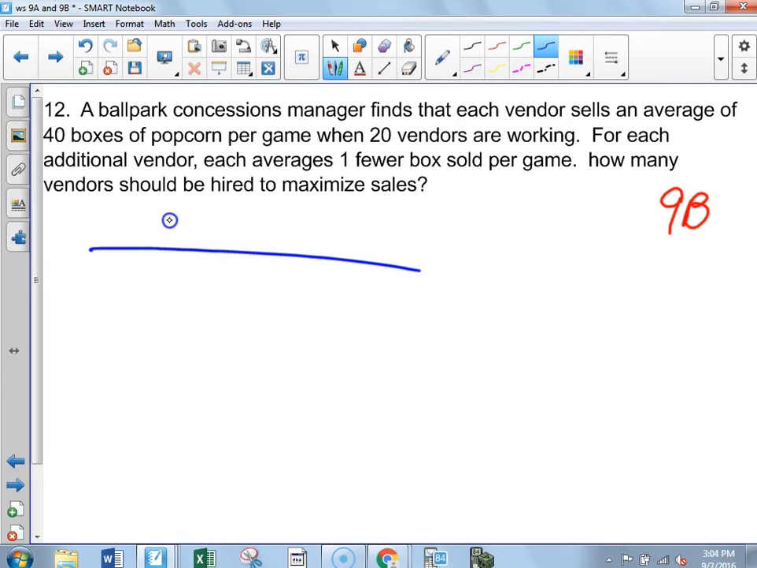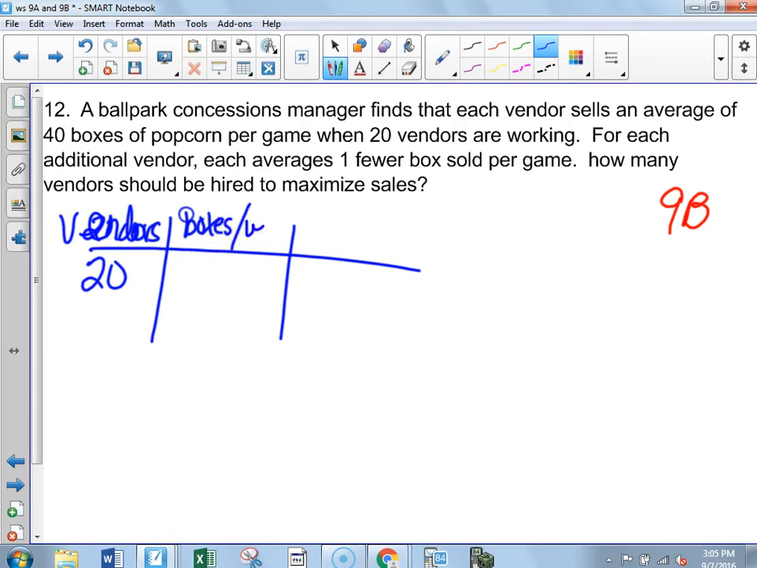It says a ballpark concessions manager finds that each vendor sells an average of 40 boxes of popcorn when 20 vendors are working. Let me write vendors. There's 20 vendors working. This is the number of boxes per vendor. They sell 40 boxes per vendor for total sales of 800 boxes. Are we good so far?